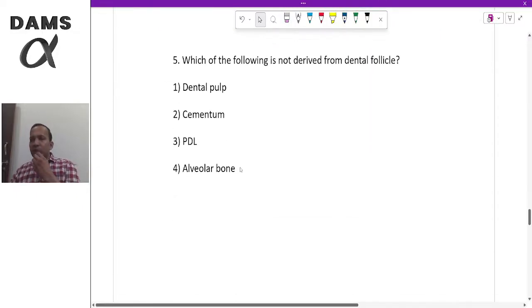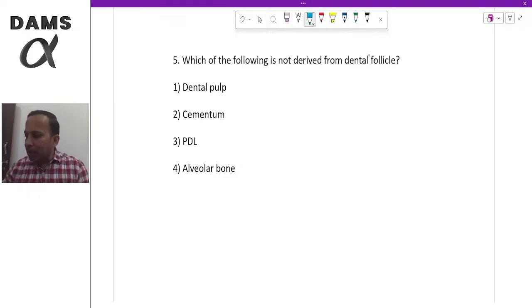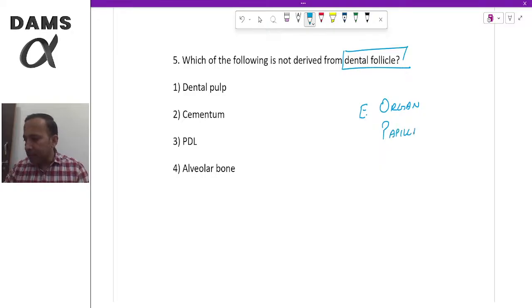So which of the following is not derived from dental follicle? In the first question we talked about the derivatives of ectoderm and mesoderm, right? So here the question is asking about the derivatives of dental follicle. As I have told you, we have enamel organ, then papilla, and then follicle, isn't it? So which of these three is not derived from dental follicle?